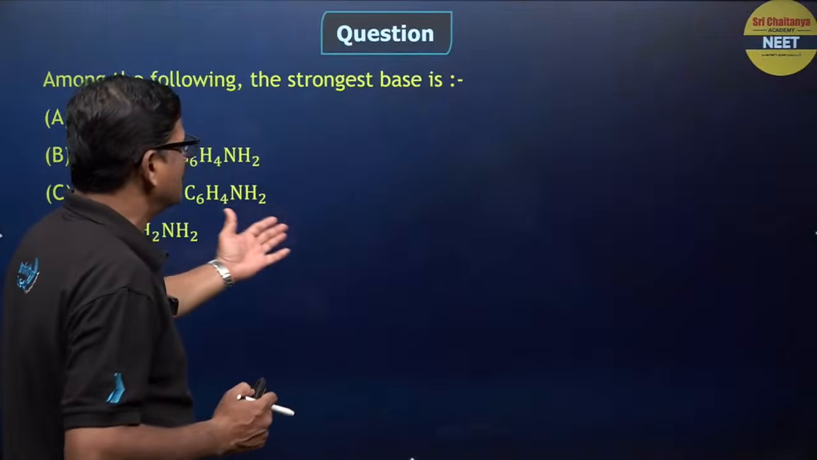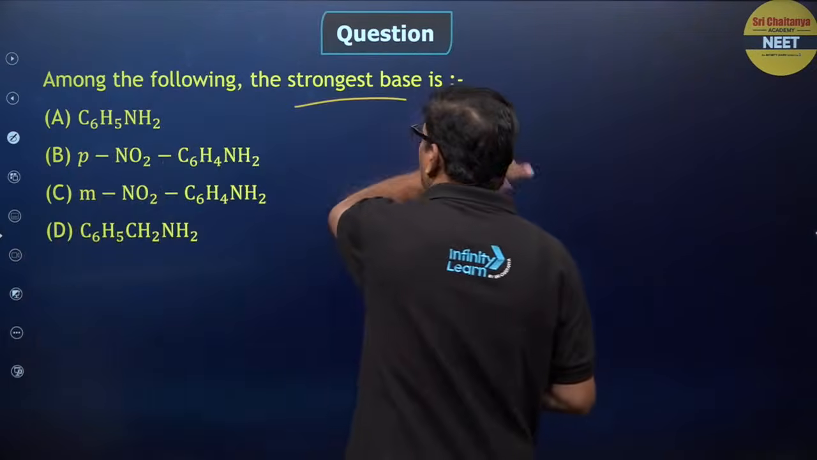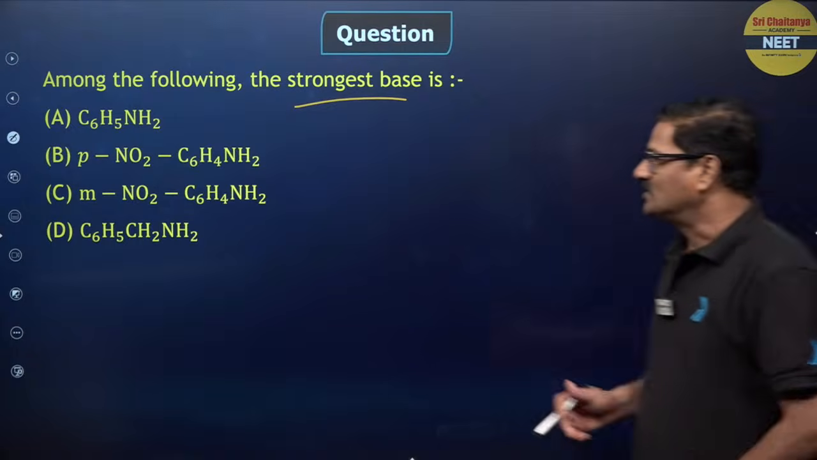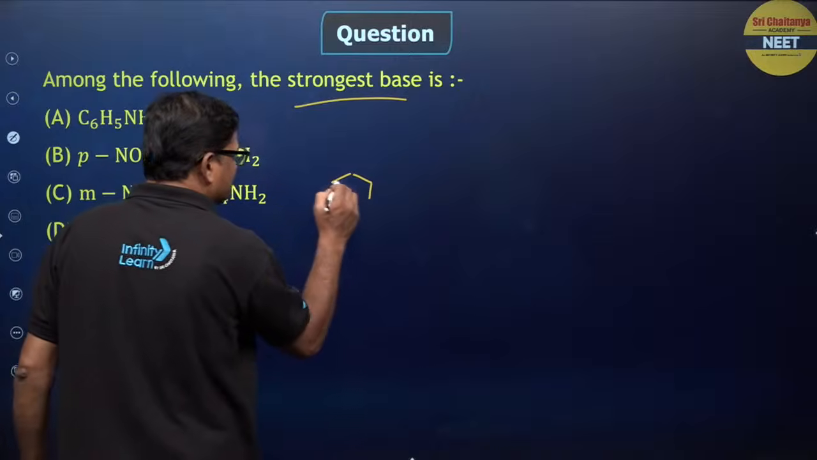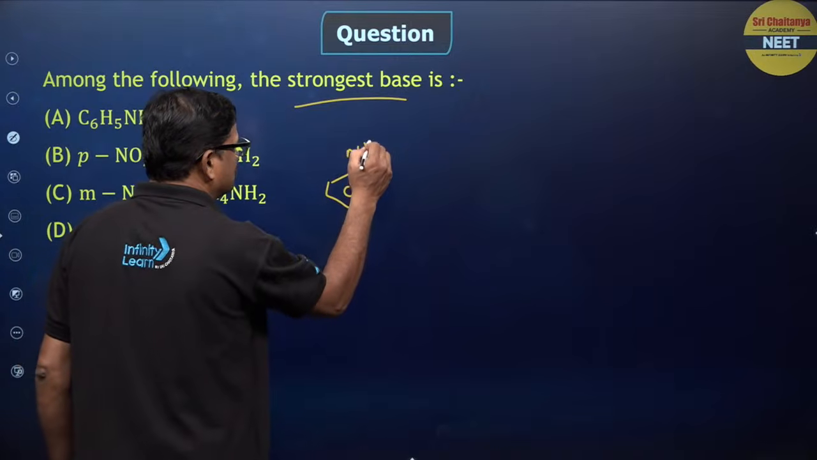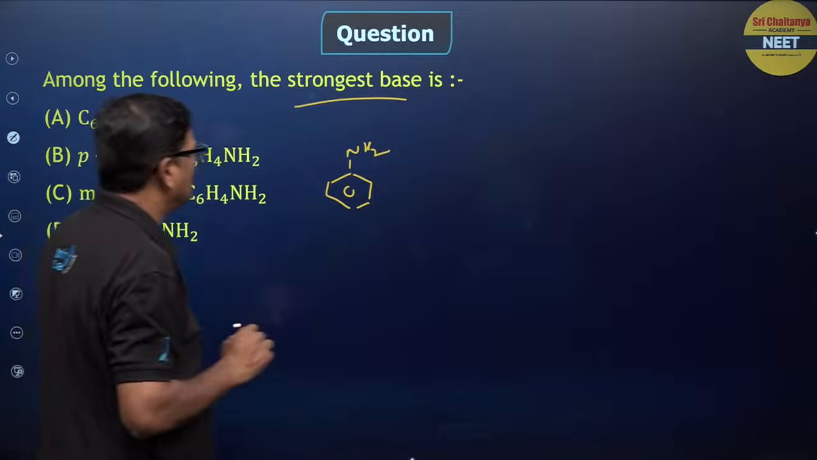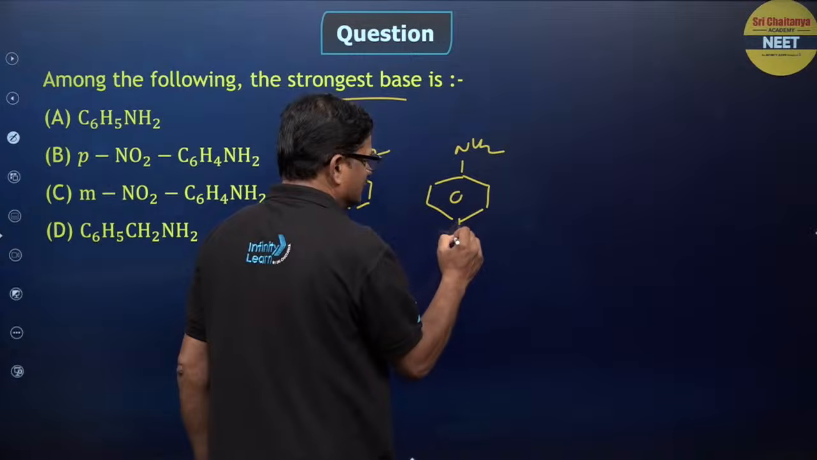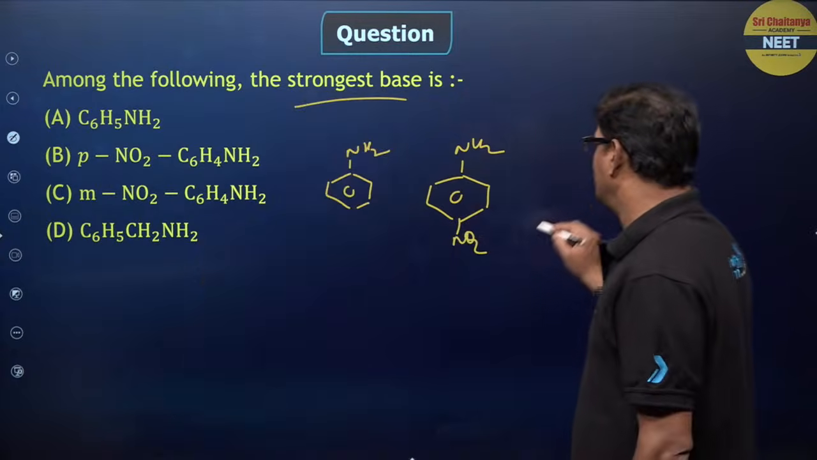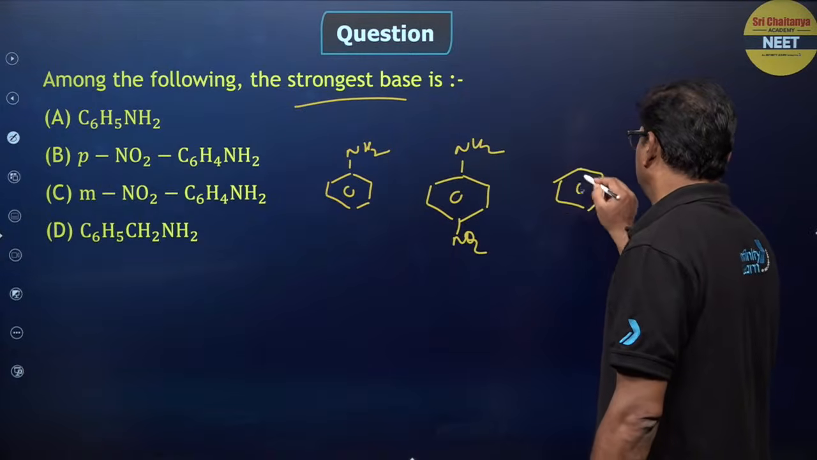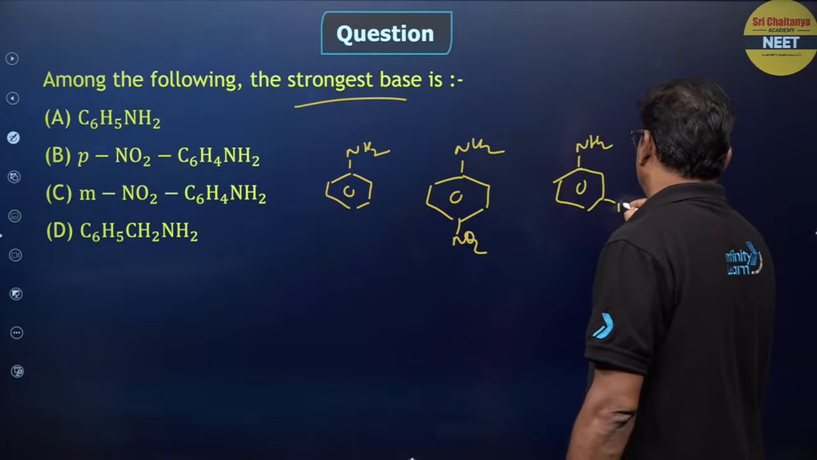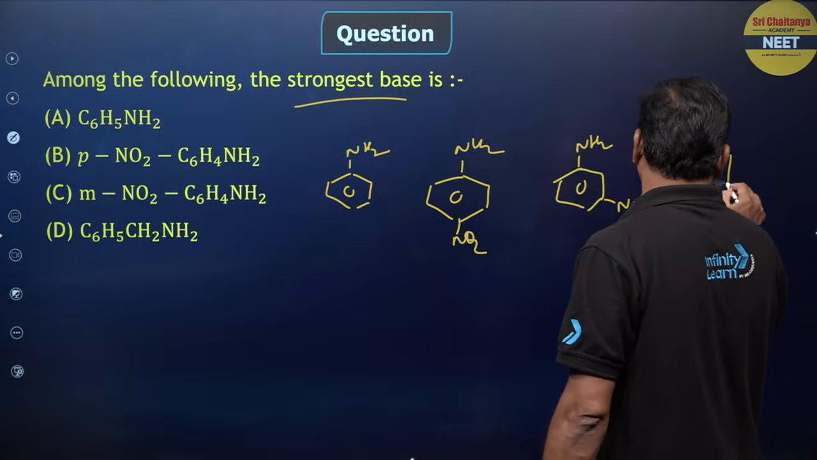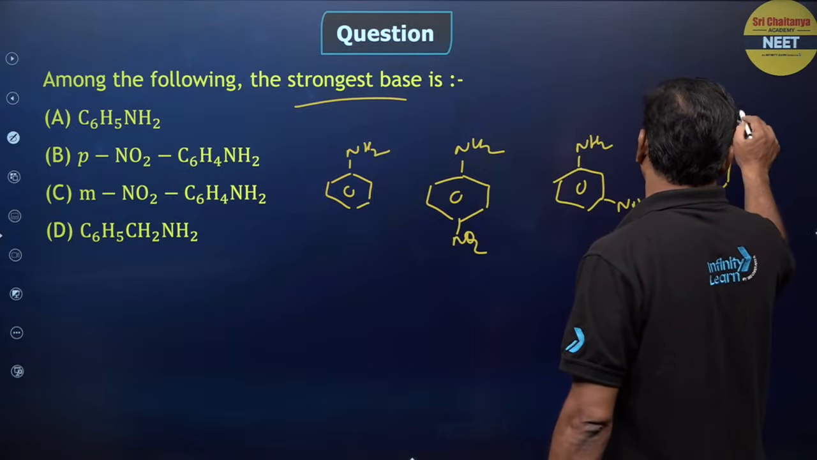Next, you are going to see one more question. Among the following, the strongest base. This is aniline, NH2, para-nitroaniline, and this is meta-nitroaniline. And you see this is benzylamine. This is the last structure, CH2NH2.